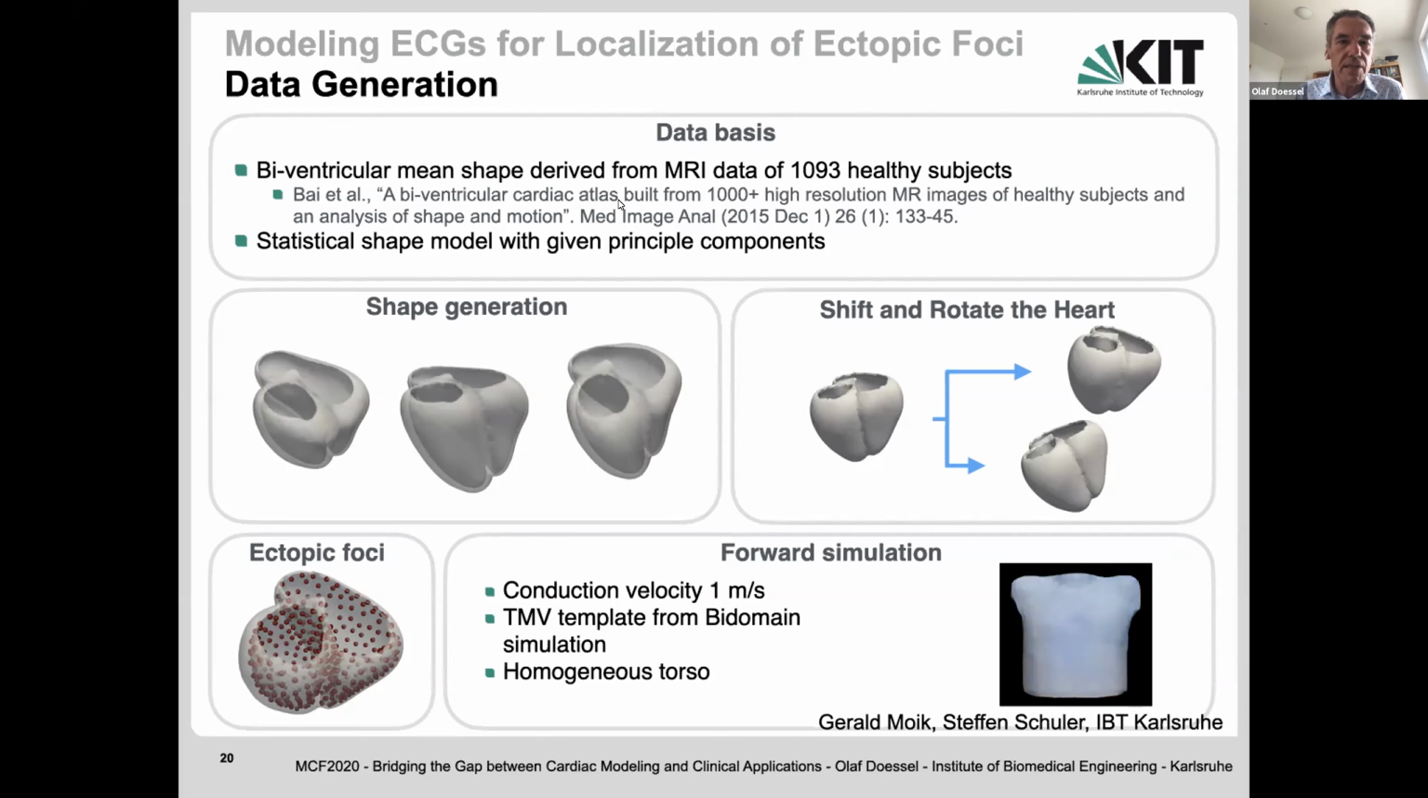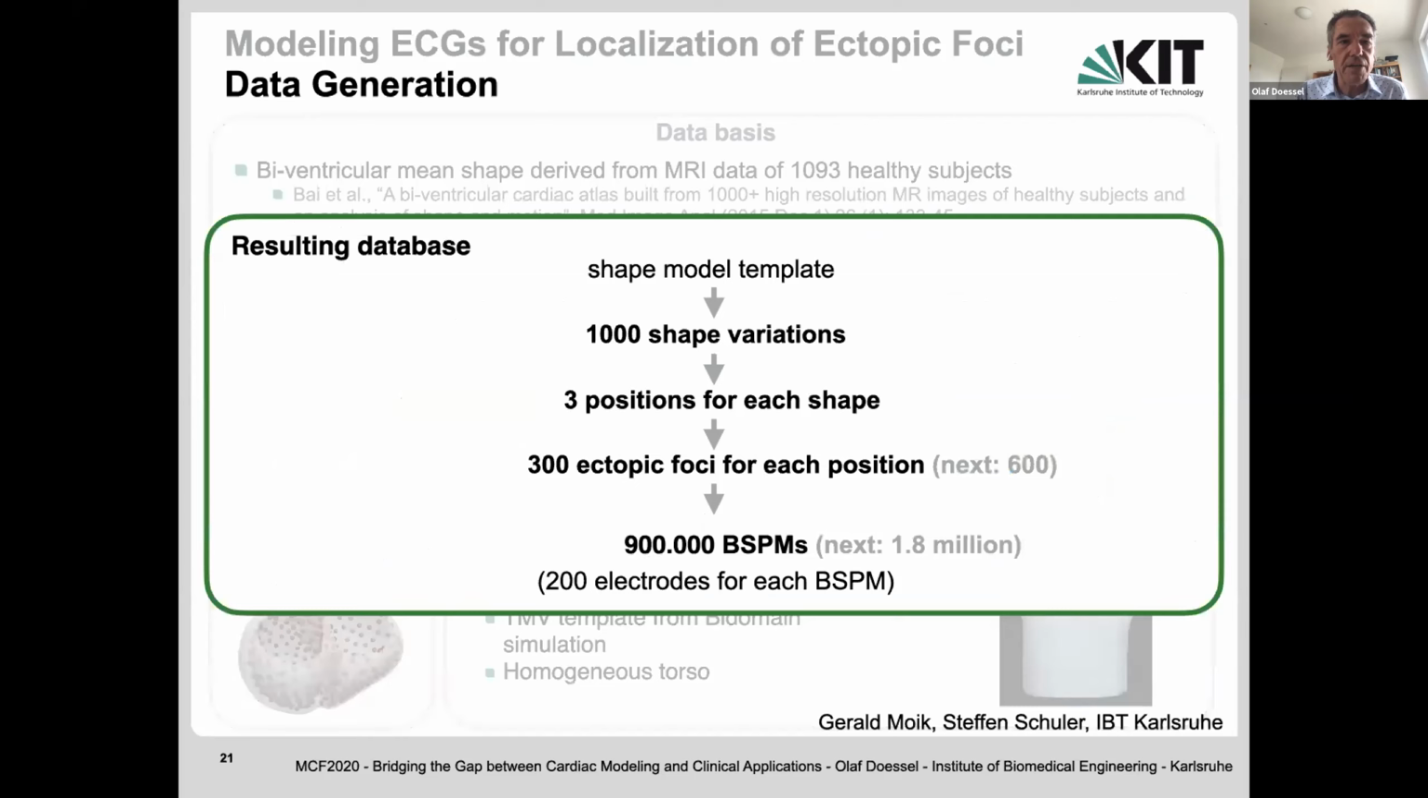We used the MRI data from the publication of 1,093 healthy subjects, and they made a shape model of the ventricles so that we could create many different shapes of the heart. Then we shift and rotate the heart inside the body, and then we place 300 ectopic foci on the heart, and then we calculate the ECG that comes out of that. And so with 1,000 shape variations, 3 positions, and 300 ectopic foci, we end up with 900,000 body surface potential maps. And in the next generation, we will have also AP and endocardial positions, and we end up with 1.8 million simulations.